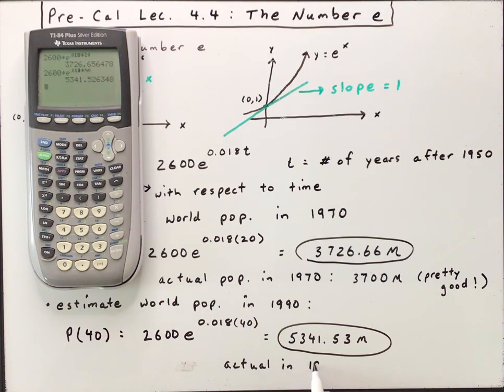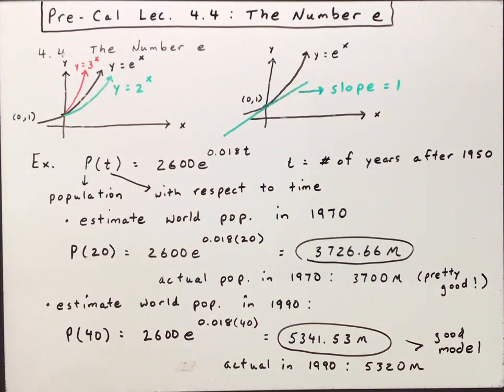The actual in 1990 was 5,320 million. So again, this is a good model. Gives us a pretty good estimate of actual population.